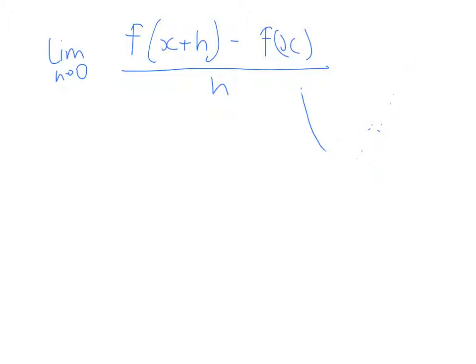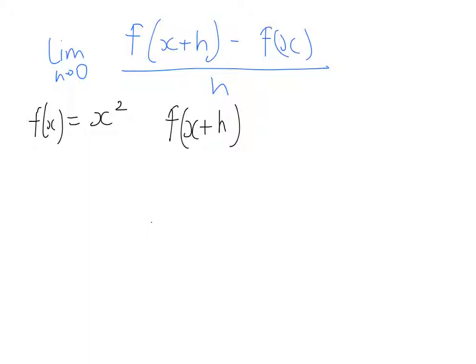Let's take a very basic example. Let's do it for y equals x squared. In fact, we'll call it f of x, using that function notation. f of x equals x squared. Alright, well let's write down an expression for f of x plus h. Well, f of x plus h just equals x plus h all squared, which is x squared plus 2xh plus h squared.